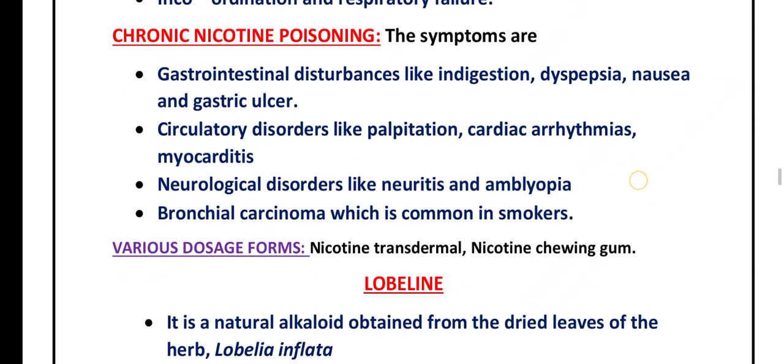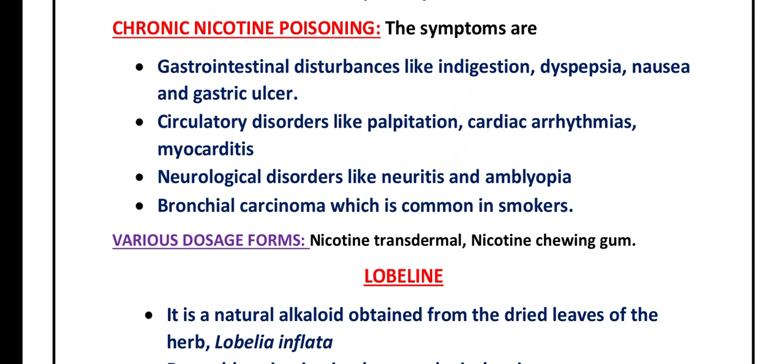Chronic nicotine poisoning. The symptoms include gastrointestinal disturbances like indigestion, dyspepsia, nausea, and gastric ulcer. Circulatory disorders like palpitation, cardiac arrhythmias, and myocarditis. Neurological disorders like neuritis and amblyopia, and bronchial carcinoma, which is common in smokers.